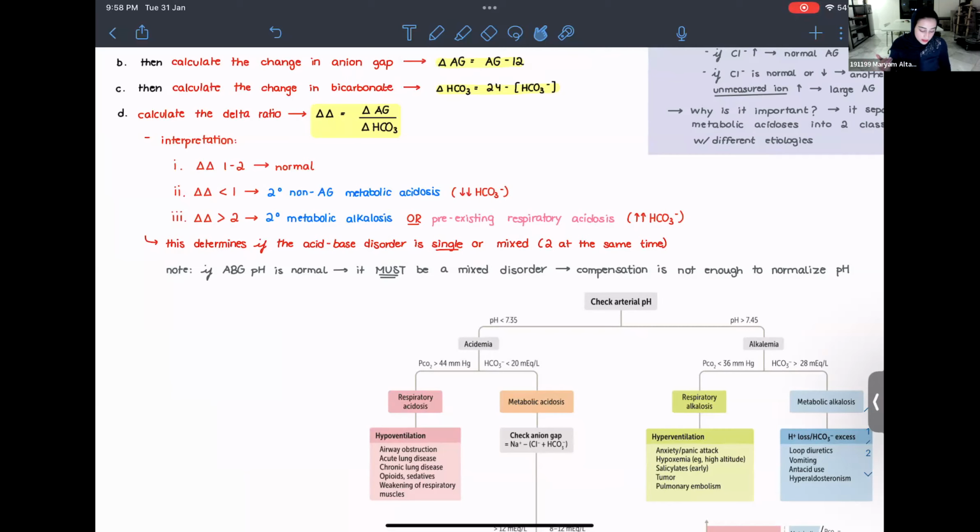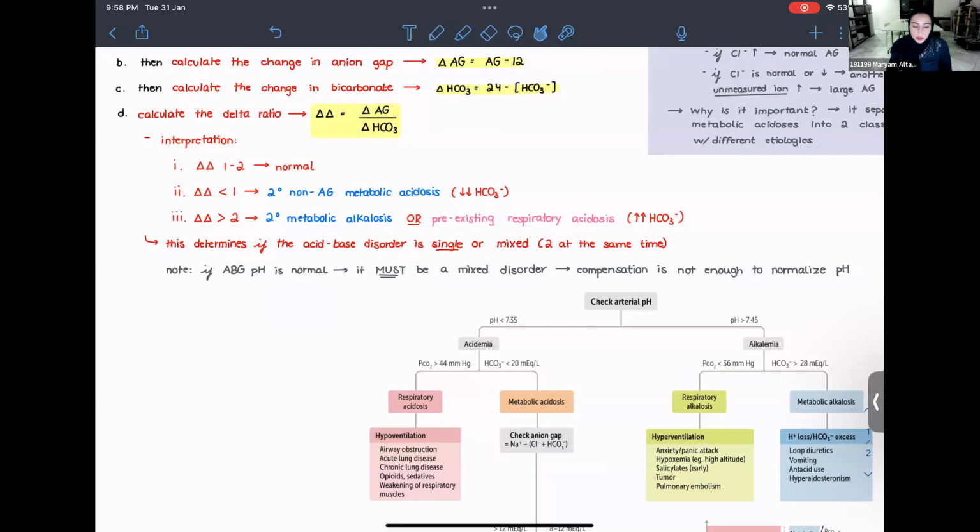Or you can have, I know it sounds crazy, a primary metabolic acidosis and a secondary metabolic alkalosis, which is like, what? That doesn't make sense. Or you can have a metabolic acidosis and then a pre-existing respiratory acidosis. It's a very complex thing. That's why I tried to simplify it. So it determines whether or not it's a mixed disorder.